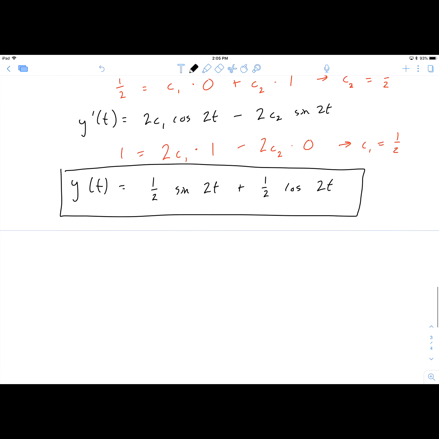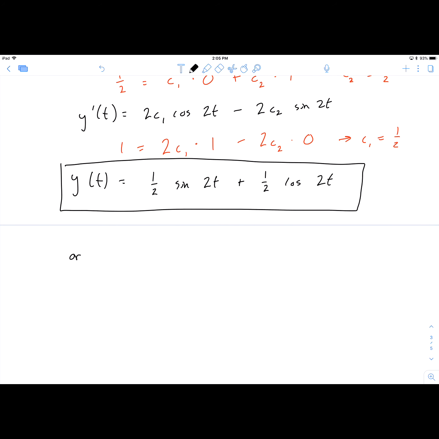The other way to write this, of course, is to use the alternate formulation where you have a sine of omega t plus phi. And again, don't forget the connection between these is that A is the square root of c1 squared plus c2 squared. So in our case, A would be the square root of 1/2 squared plus 1/2 squared, that would be 1/4 plus 1/4, or 1/2. So the square root of that would be 1 over root 2.